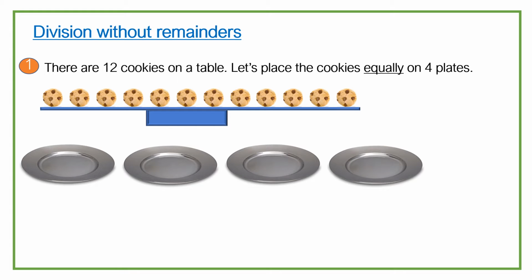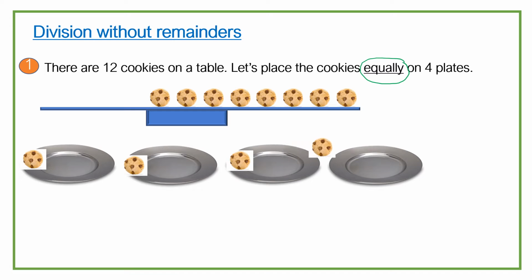So we are going to put these cookies on 4 plates, and each plate must have the same number of cookies. Okay? Now, let's go. We put 1 cookie on each plate. So now each plate has got 1 cookie and we have 8 cookies left.